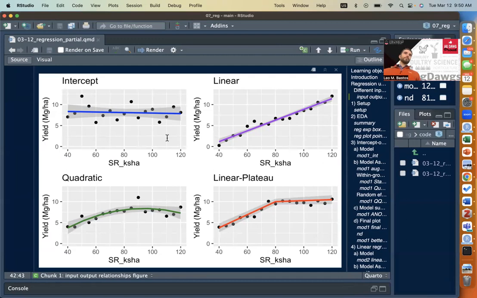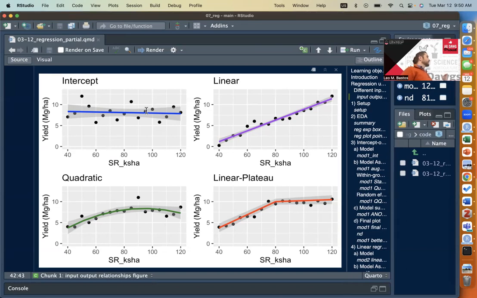No impact of the seeding rate on yield. Okay, so intercept, no impact of seeding rate on yield, right? So this means that as we are increasing seeding rate, our yield is not changing. If those data points are the ones you observe in your model, on your data, then the intercept only model is going to be your best model, right? That's what's going to fit your data the best.